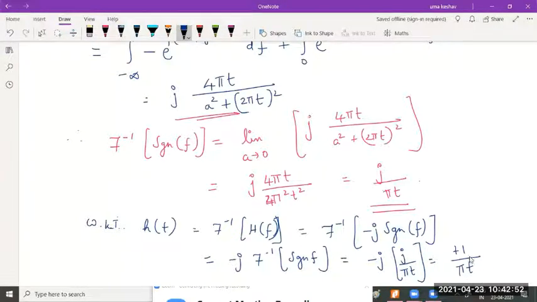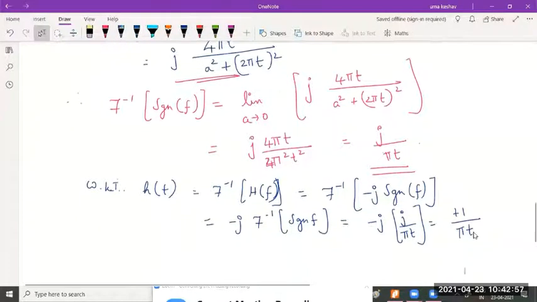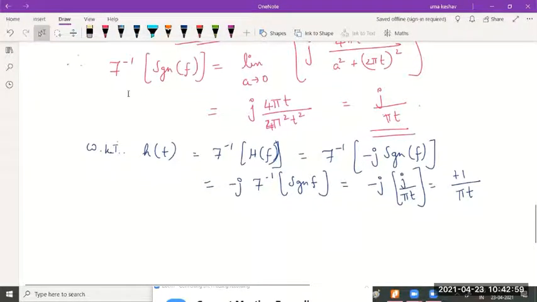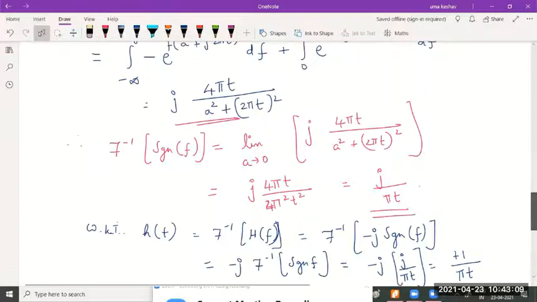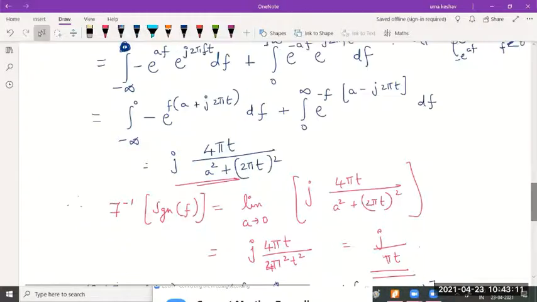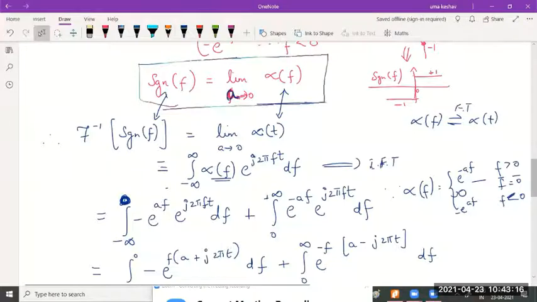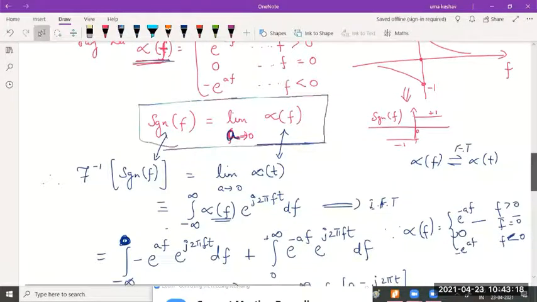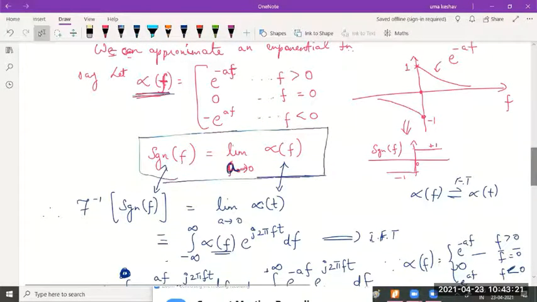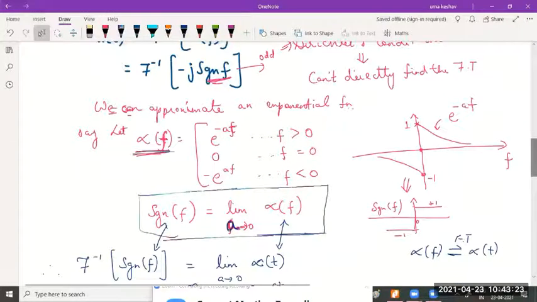Yes. So this you're actually supposed to know. You should have done it last time. The inverse Fourier transform of the signum function is 1 by pi t. We can directly assume this. I just showed you the derivation so that you will understand how it is done. If you understand it the first time, at least you'll remember it. All I needed you to know is that the signum function is an odd function and it doesn't satisfy the Dirichlet's condition.